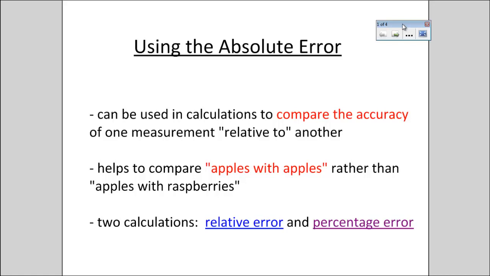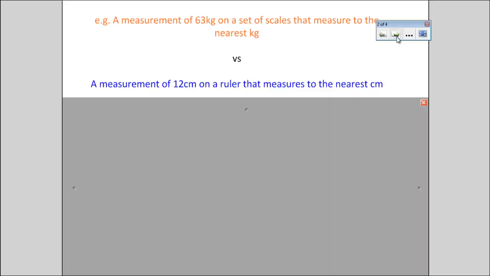Okay, and we look at two different calculations. The first one is relative error, and the second one is percentage error. And you'll see when we get to them that they're pretty much the same thing. Percentage error just has one extra step. Alright, so an example is probably the best way to look at how we do these measurements and how they're used to compare.